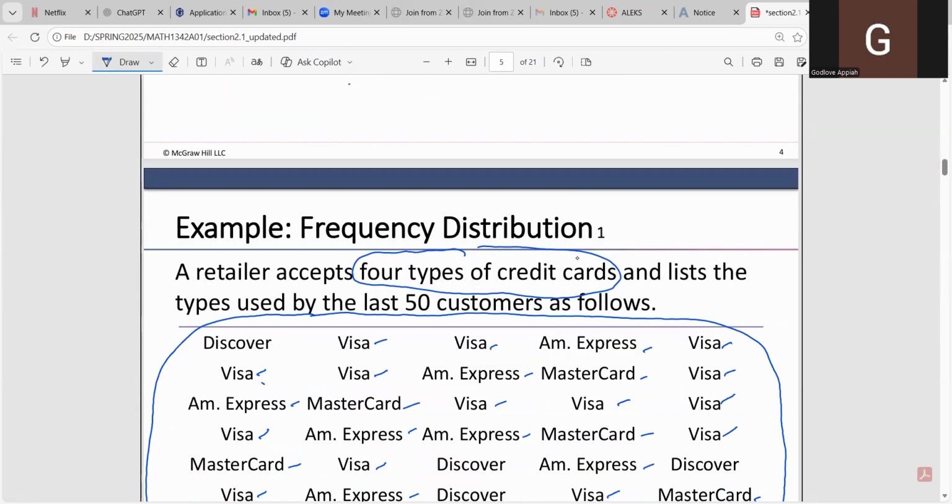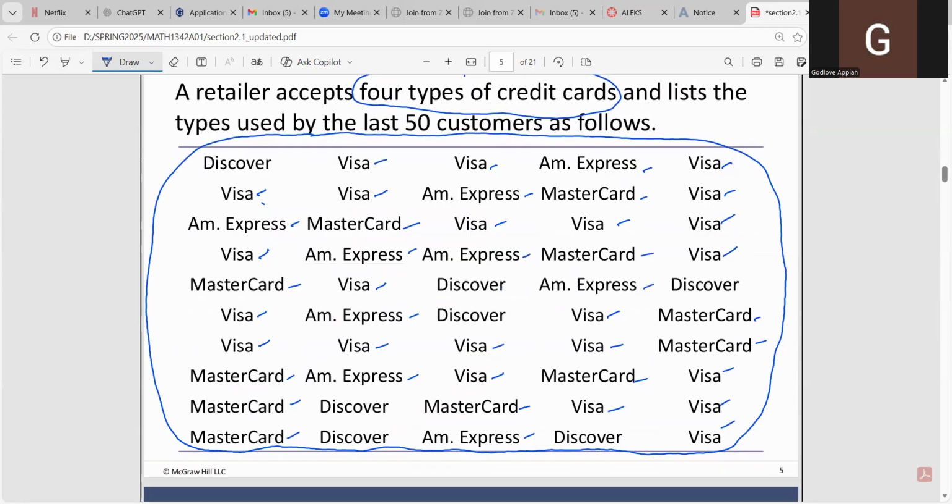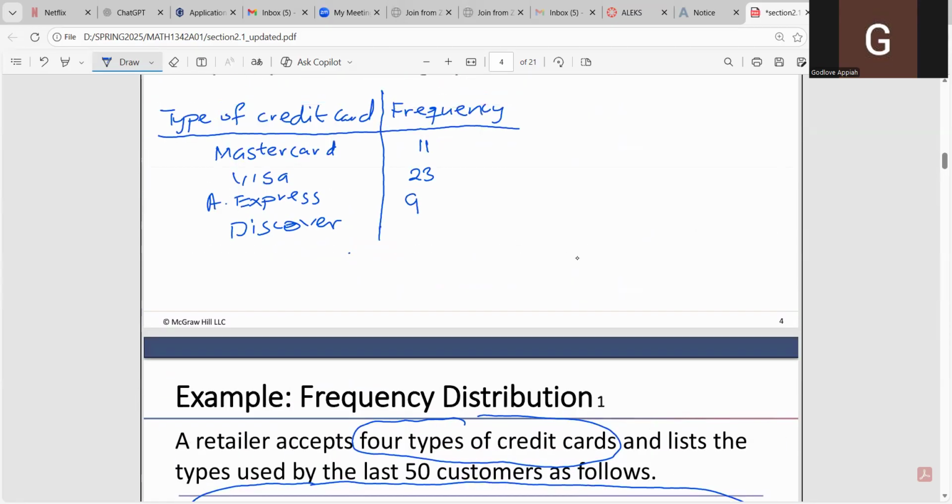And then Discover, you go back to the data and then do the counting again. So we got here 1. We have 2, 3, 4, 5, 6, and then 7. So there are 7 Discover cards in the data set. So that means the frequency of Discover is going to be 7.